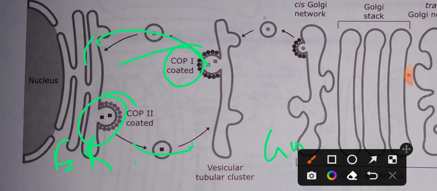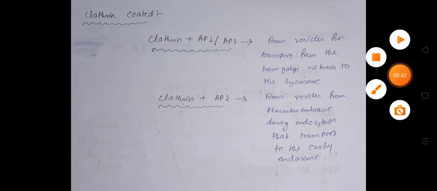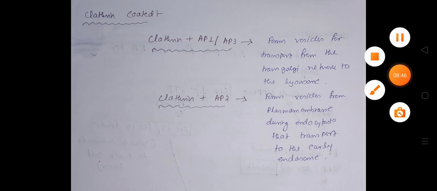So it is obvious that different types of protein coated vesicles have different jobs. So let's see what types of coated vesicles are present and what their jobs are. Here we are going to first see Clathrin coated vesicles.